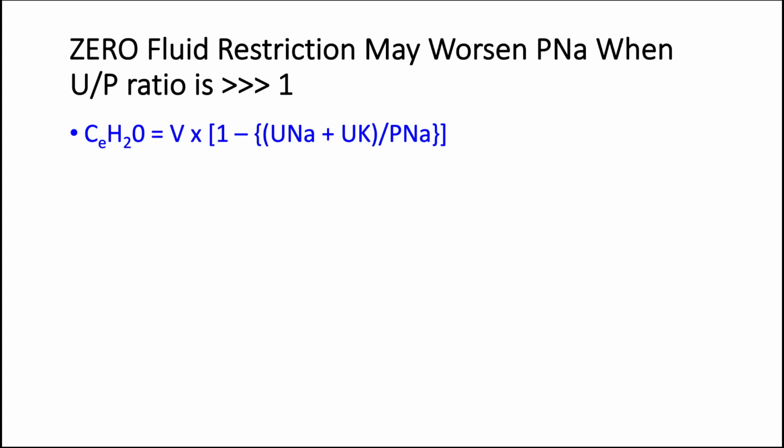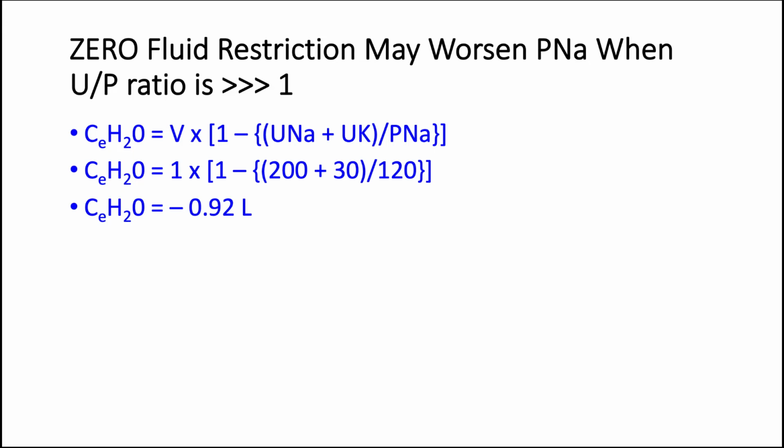We're going to calculate the electrolyte-free water clearance with the formula. Let's say the urine sodium is 200 and the urine potassium is 30. The plasma sodium is 120. If I calculate the free water clearance, it's going to be negative 0.92 liters, right? Assuming that the urine volume is 1 liter. So that means that for every liter of urine that the patient produces, this is a hypertonic urine, the patient is retaining 0.9 liters of free water.